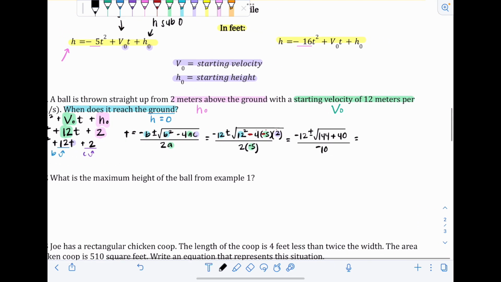And then now I can add inside the radical. So I have negative 12, and then plus or minus the square root of 144 plus 40, which is 184, and then over negative 10.